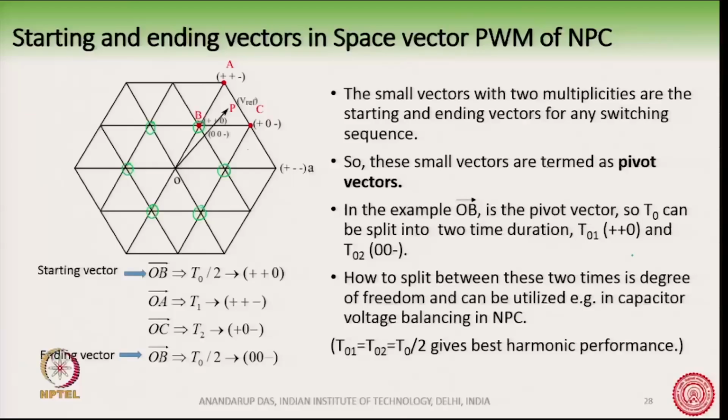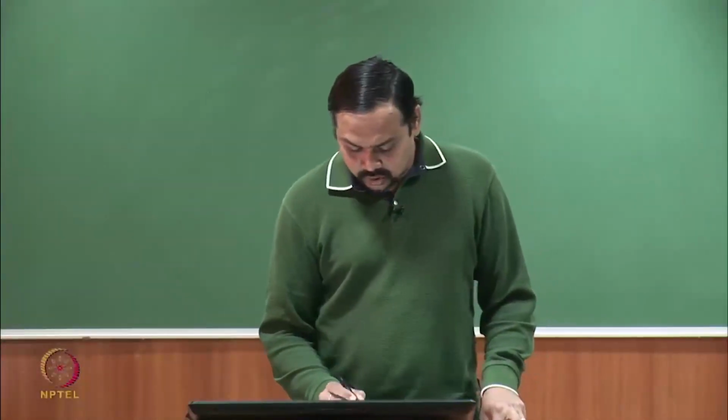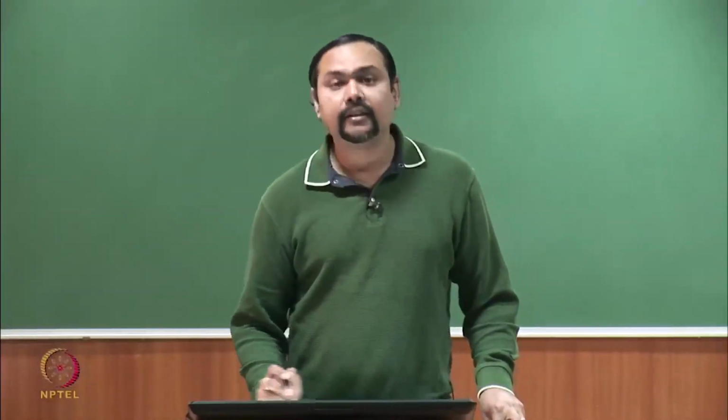In a general case we can say that this pivot vector can be split into two time durations T01 and T02. This is a more general form. Instead of T0 by 2 here, we can say that the OB vector can be switched for T01 time, and the ending vector can be switched for T02 time. This is a more general expression instead of T0 by 2 and T0 by 2. So, this is a degree of freedom.